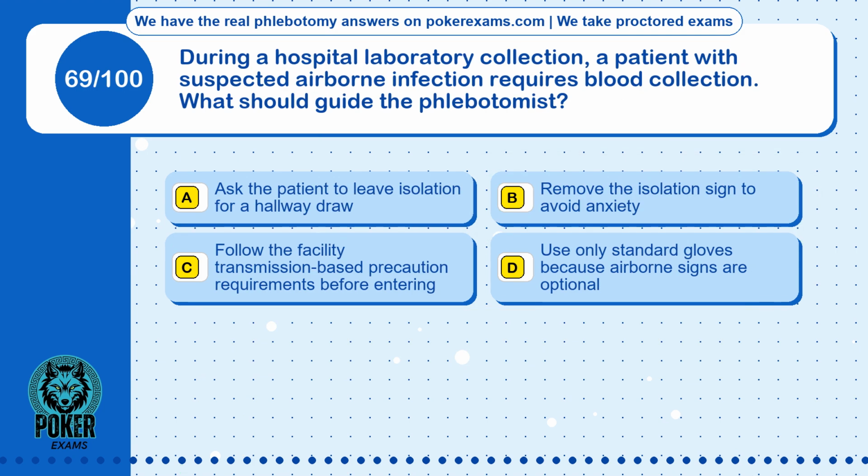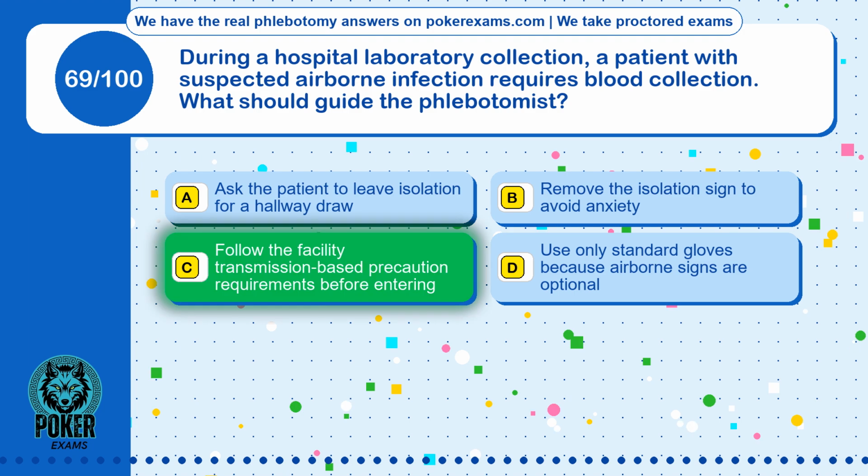Question 69. During a hospital laboratory collection, a patient with suspected airborne infection requires blood collection. What should guide the phlebotomist? Option A. Ask the patient to leave isolation for a hallway draw. Option B. Remove the isolation sign to avoid anxiety. Option C. Follow the facility transmission-based precaution requirements before entering. Option D. Use only standard gloves because airborne signs are optional.